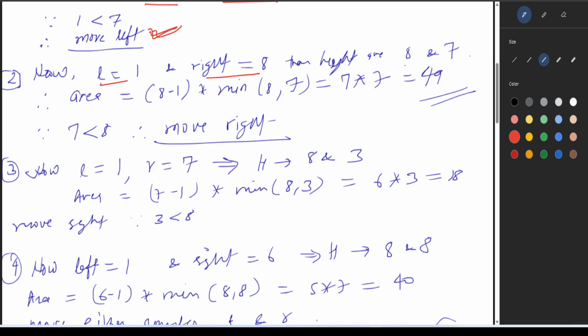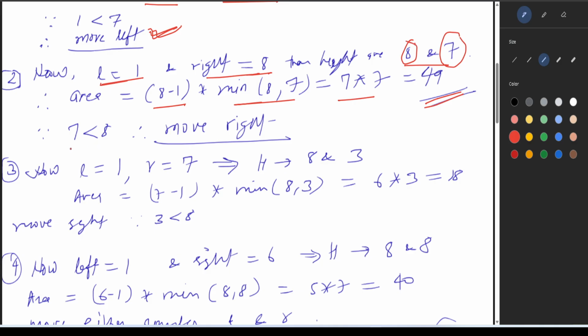So the heights become 8 and 7. This time, the width is 8 minus 1, and the minimum between the heights is 7, so 7 into 7 gives 49. So this 49 is the maximum. I have calculated all the things, and as you can see, we are getting the maximum. Similarly, the heights we are getting are 8 and 7.